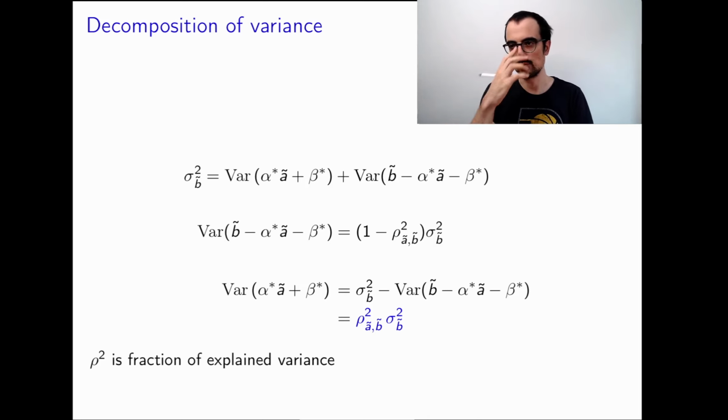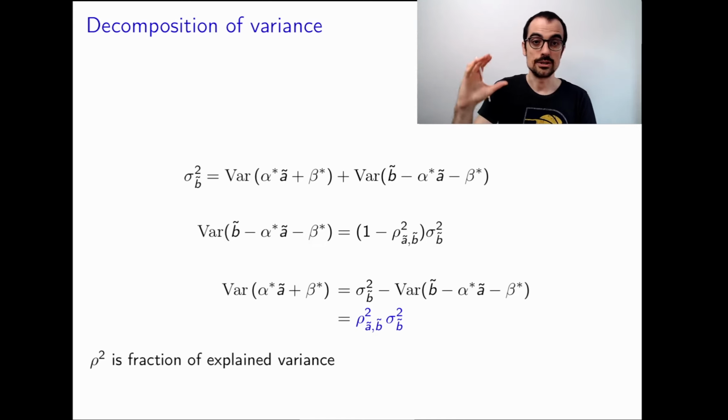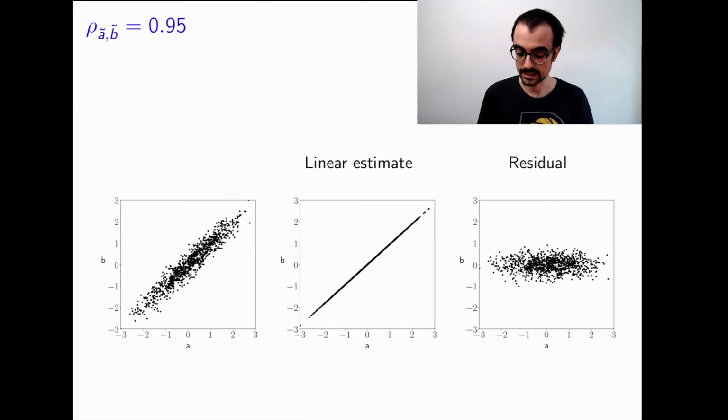So directly, if you know that the correlation coefficient between two quantities is high, that means that when you look at the amount of variance that you have in your data, a lot of it is going to be explained linearly. Okay, so let's look at an example.